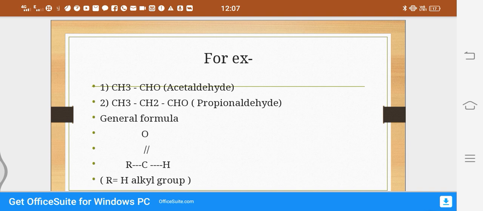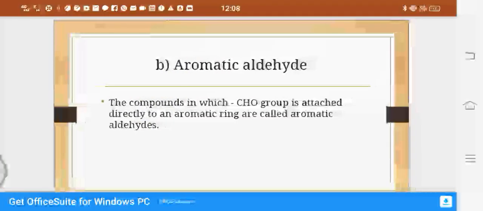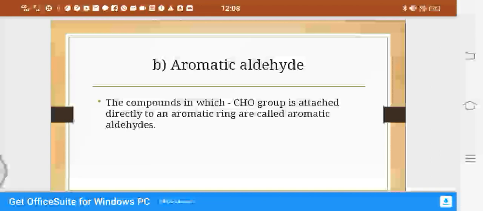So aliphatic aldehyde means the compound in which the CHO group, the formyl group, is attached directly to an sp3 hybridized carbon atom. An sp3 hybridized carbon atom is a saturated carbon atom, meaning only single bonds are present. The general formula is RC double bond OH.